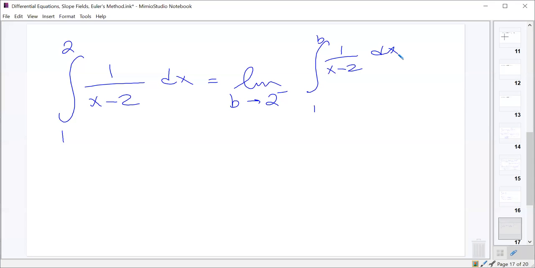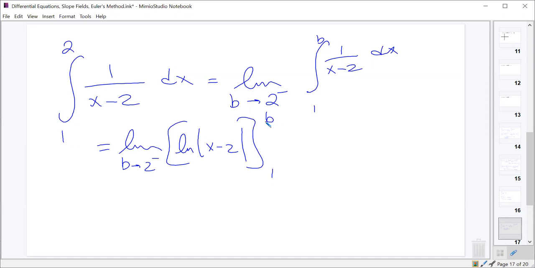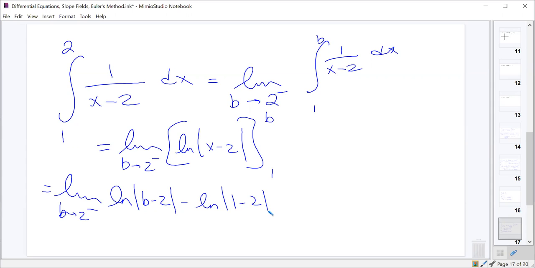All we have to do is integrate it and then evaluate it. So this becomes the limit as b approaches 2 from the left of natural log of the absolute value of x minus 2, all evaluated from 1 to b. And we'll write that out as the limit as b approaches 2 from the left of the natural log of b minus 2 minus the natural log of 1 minus 2. And the second part of that there becomes natural log of 1.